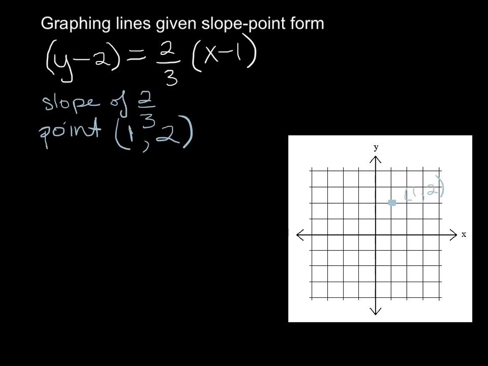So that means you have a rise of 2. So from here, you have a rise of 2. So you go up 2, and then you go over 3. So that's where our next point is going to be plotted. So let's plot that point. And what are the coordinates of that point? That's going to be (4, 4).